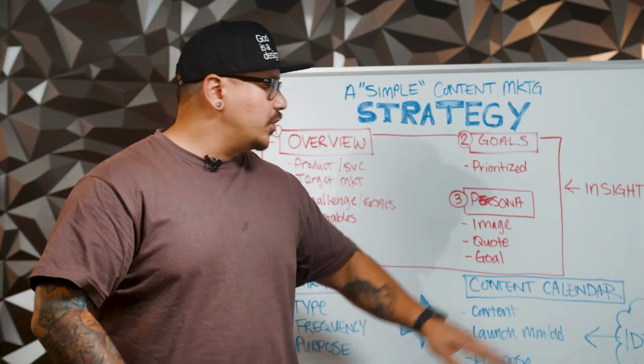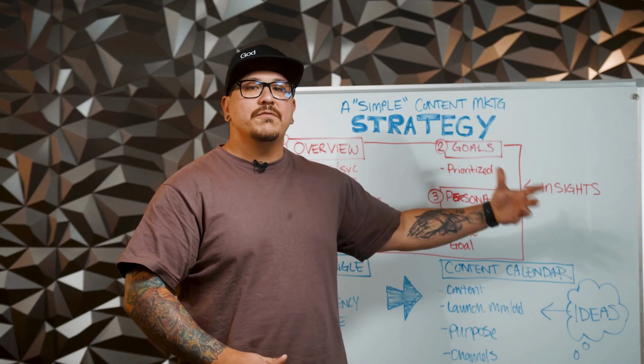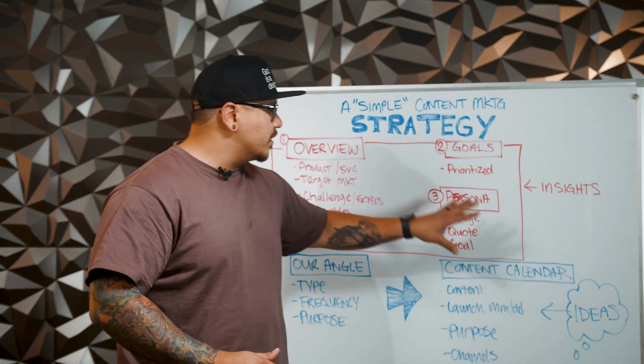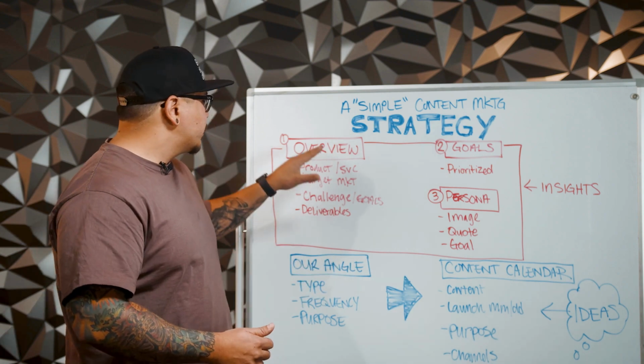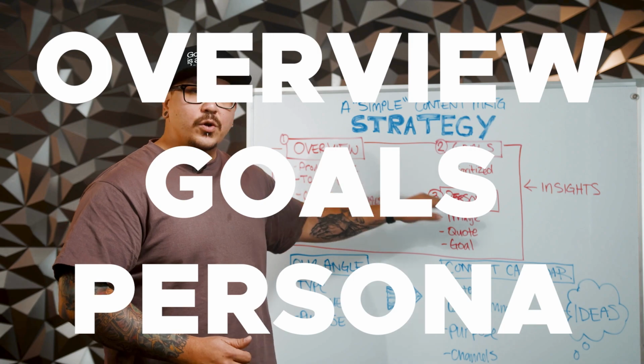And how do you do that? You have to write down insights. Insights are the things that inform creativity. And so before you go to your content ideas, you start with the insights. And the insights on this one-page content marketing framework is really just three parts. It's your overview, goals, and your persona.